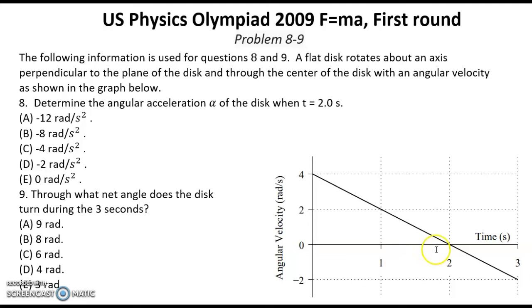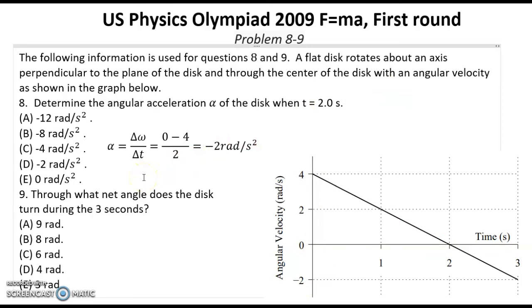We can take, let's say, angular velocity for time 2 seconds and for time 0 seconds. And we can use formula change of angular velocity over change of time, that's angular acceleration. And in our case it's equal 0 minus 4 over 2, which is negative 2 radians per second square, which is answer D.